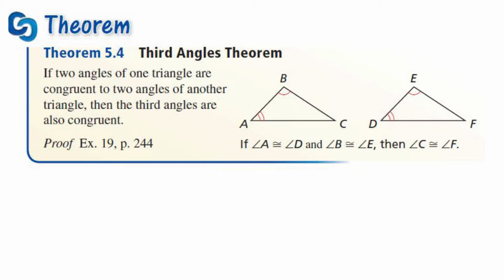In the third angle theorem, if two angles of one triangle are congruent to two angles of another triangle, the third angle is also congruent. So it kind of is a duh statement. If this angle is congruent to that angle, and this angle is congruent to that angle, inside of a triangle, this angle has to be the same as that angle.